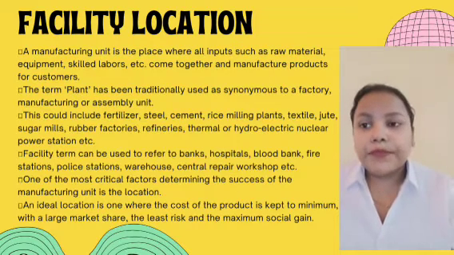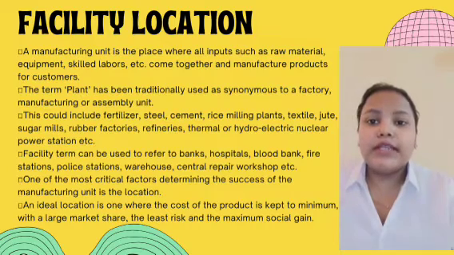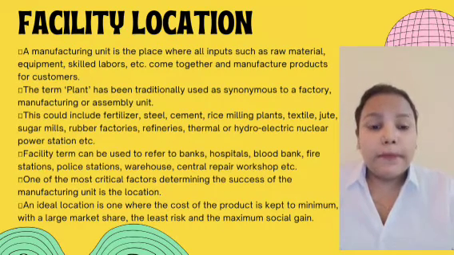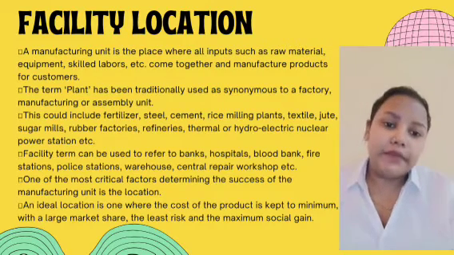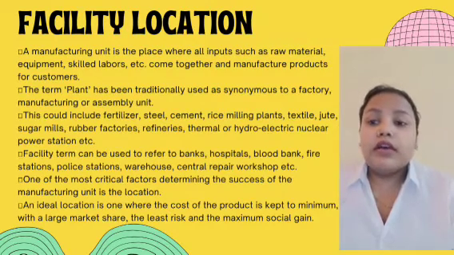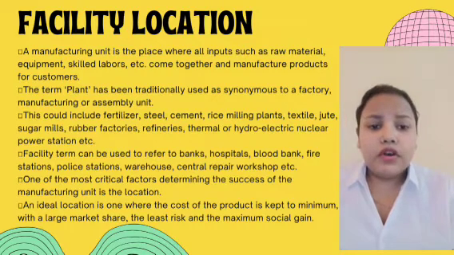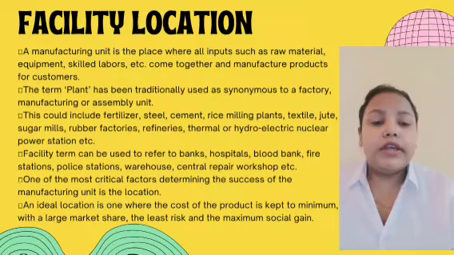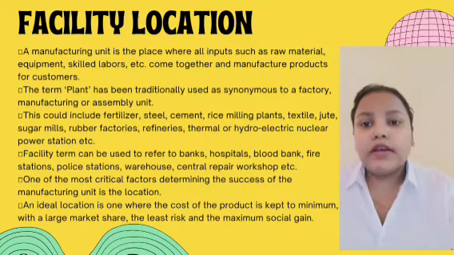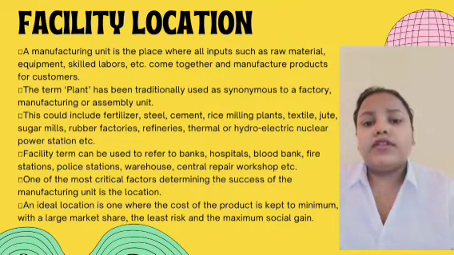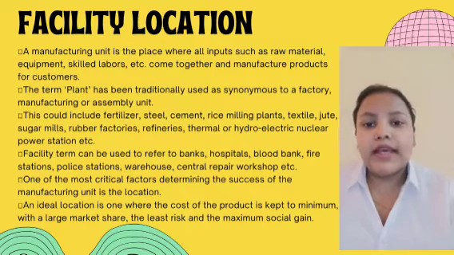for the customer. The term plant has traditionally been used as a synonym for a factory. Manufacturing or assembly units are also known as factories. So for all these words there is a synonym, that is plant. This could include fertilizer, steel, cement, rice milling plants, textile, jute, sugar mills, rubber factory, refineries, thermal or hydroelectric nuclear power stations, etc.